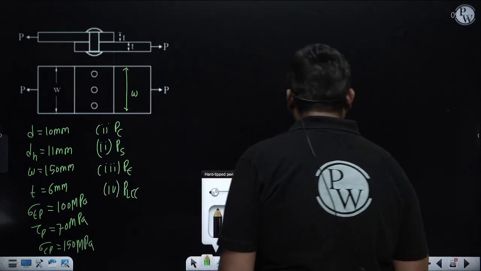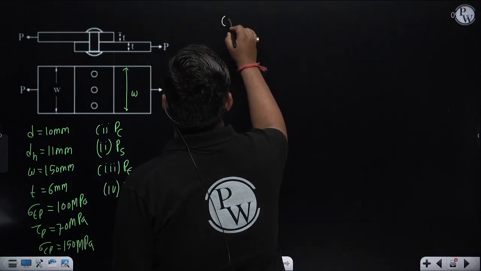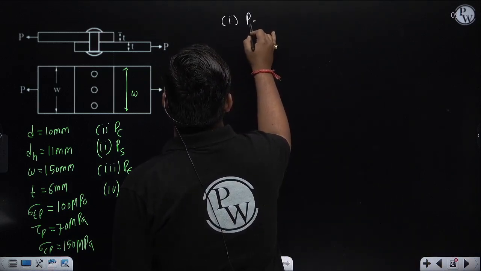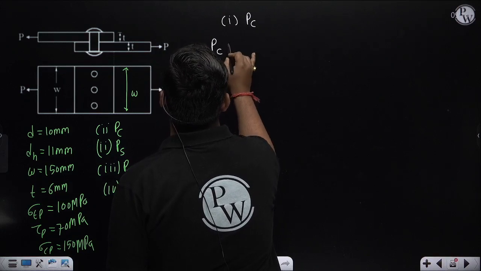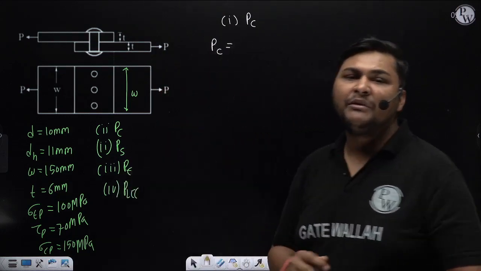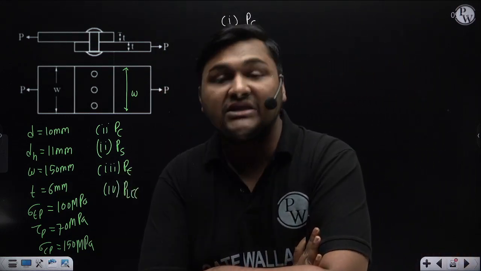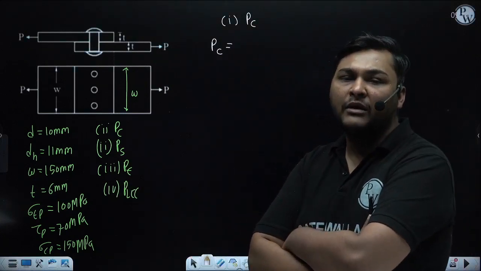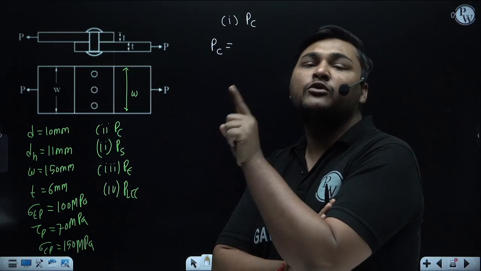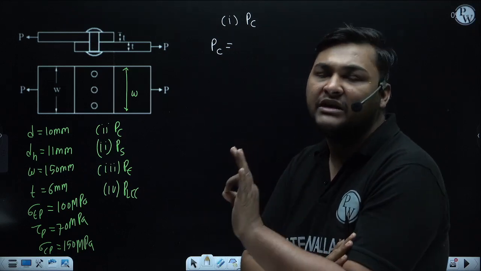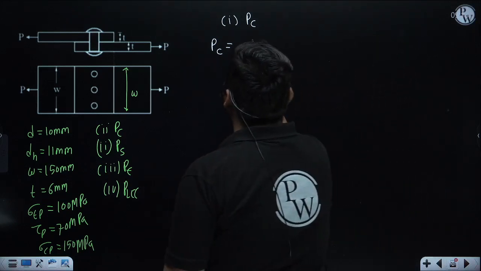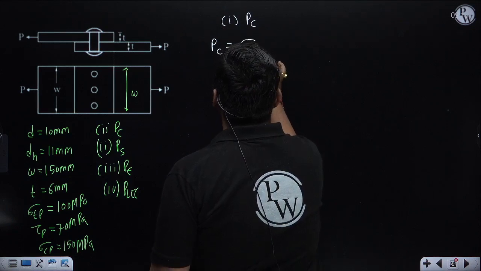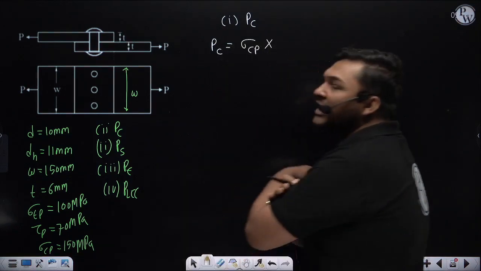Now, what is the formula to calculate crushing load carrying capacity? First I am finding the crushing load carrying capacity, which I am denoting as PC. Crushing load carrying capacity means load carrying capacity to avoid crushing failure. Whenever we are finding load carrying capacity to avoid crushing failure, we will equate sigma C to sigma CP, that is permissible crushing stress. Since we are finding load carrying capacity, we will equate sigma C to sigma CP into total crushing area.